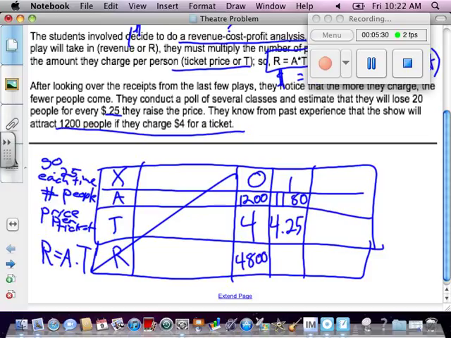Okay. What if we went the other way? What if x was -1? What would t be? Instead of $4, it'd be what? $3.75. Okay. What would the attendance be? 1220. Okay. So you'll have to figure out this chart and fill it all out completely.